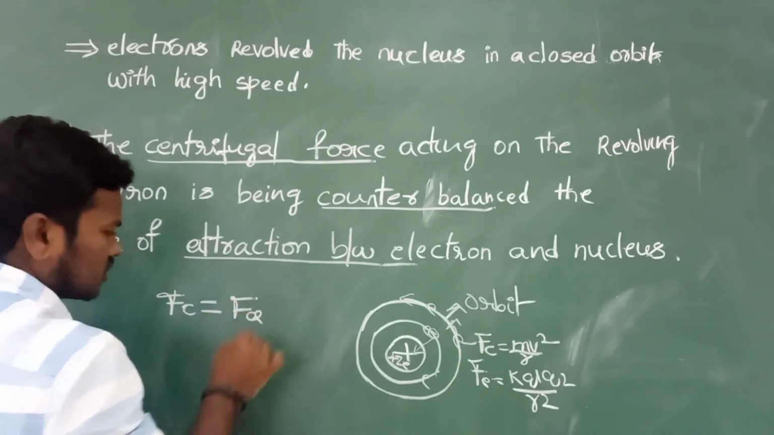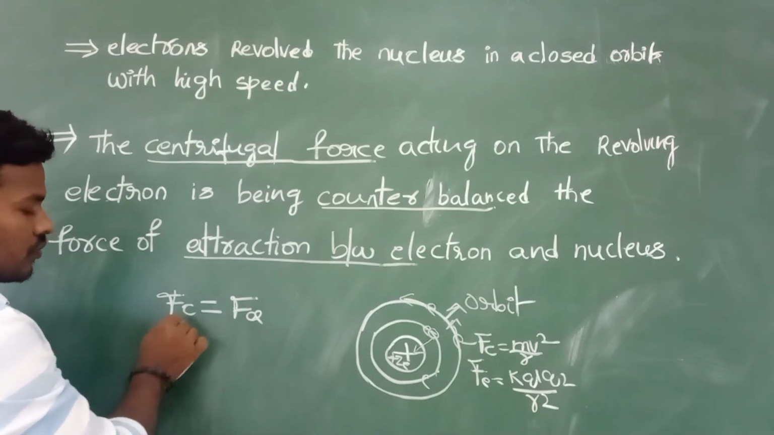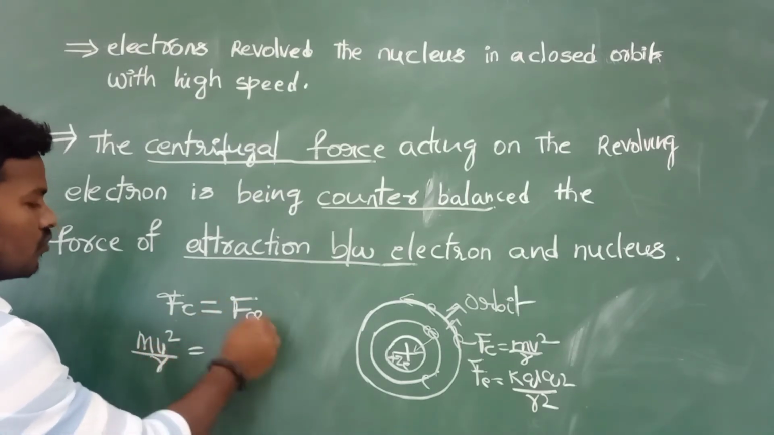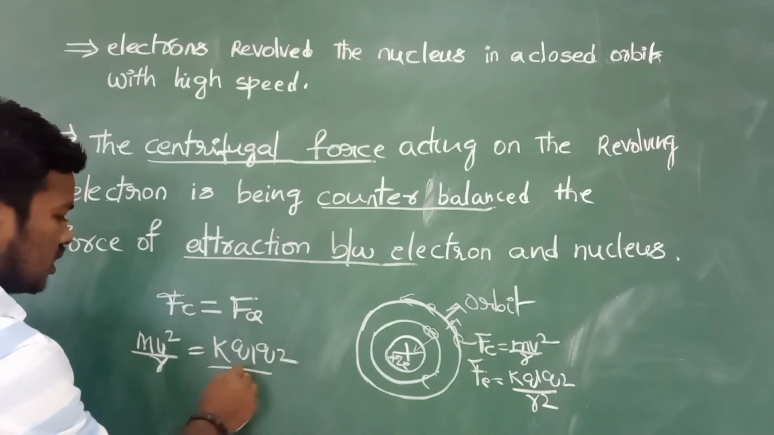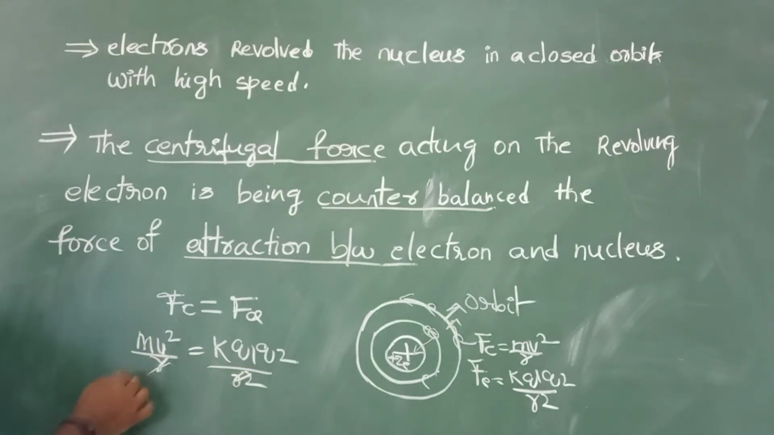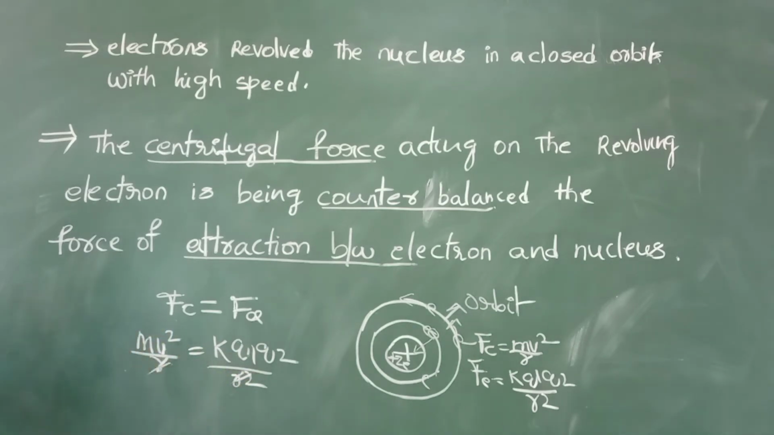So the electrostatic force of attraction between the electron and nucleus. The centrifugal force, mv square by r, is equal to the force of attraction, k q1 q2 upon r square. So from this you can write that k q1 q2 by r is equal to mv square.